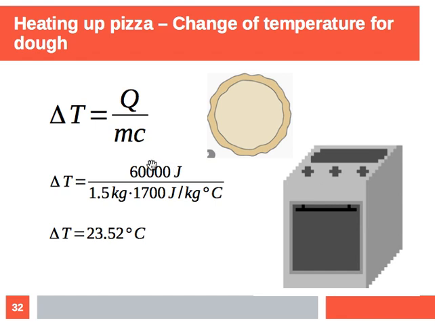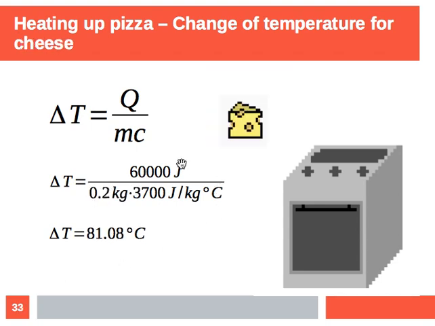The energy is going to be the same for all of the cases because the whole pizza is inside the same oven. They all receive the same amount of energy, but you're going to see that each of them is going to change its temperature according to their amount of mass and also according to their specific heat. So this one has 23 degrees Celsius. That's going to be the change in the pizza dough, in the bread dough.